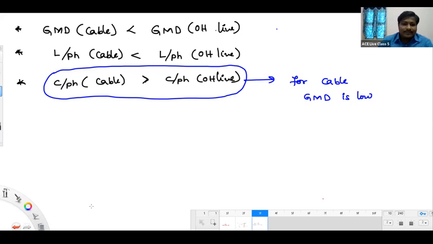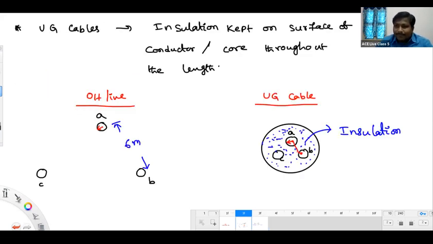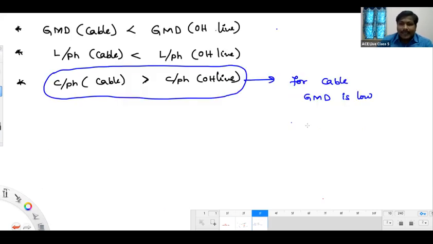Another reason is the surrounding dielectric medium. Whatever you keep here will have a relative permittivity greater than 1. But here we have air as the surrounding medium, which has epsilon r equal to 1. Yes or no? So a surrounding dielectric medium will have a relative permittivity greater than 1.